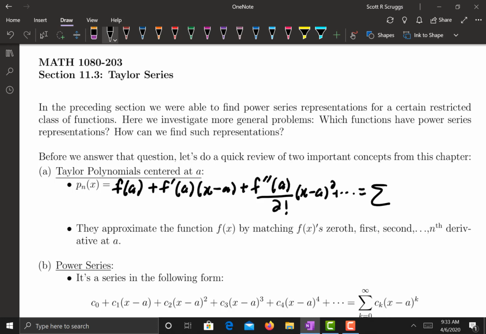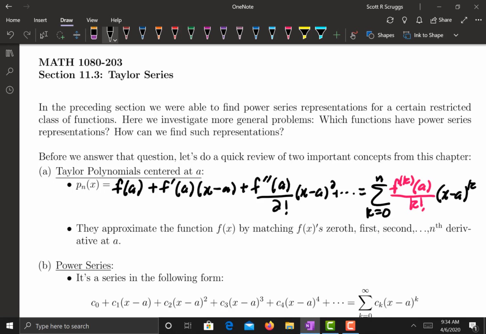And in sum notation, we write that as the sum starting at 0, ending at n, being whatever degree I want that Taylor polynomial to be, of the coefficient, the kth derivative of f evaluated at where I'm centering my approximation, divided by k factorial times x minus a to the kth power.